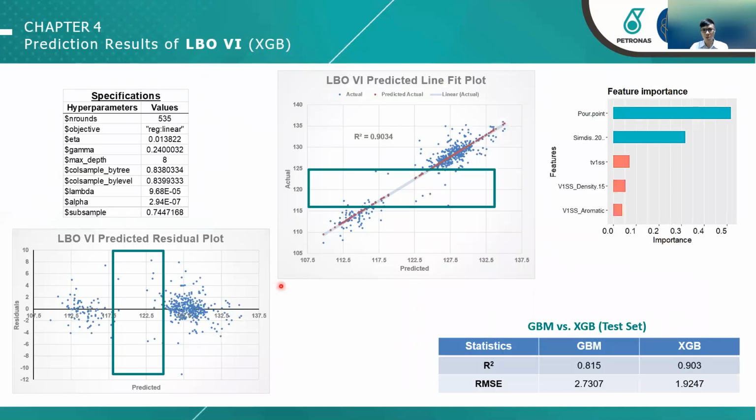Using XGBoost with similar predictors, a significant improvement with the R-square of 0.903 is obtained. The residual plot indicates that the model is performing well as the data points are randomly scattered along the residual equals to 0 line. Here we also observe that the data points in between the clusters have poorer prediction, and this may be the grade transition data. Overall, the XGBoost performance is significantly improved compared to the GBM in the prediction of VI.